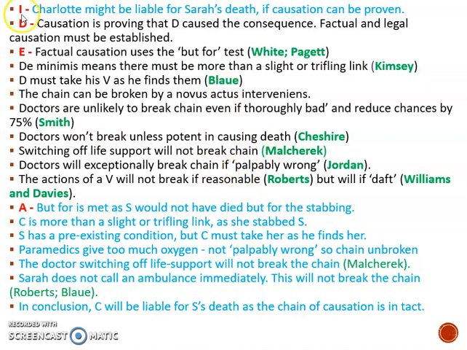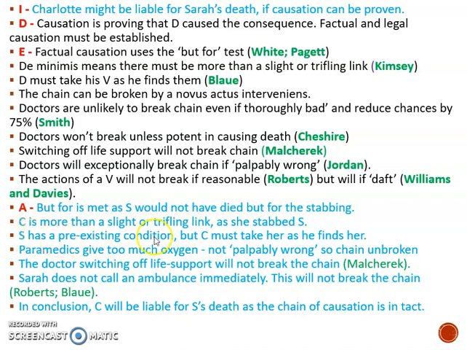Okay, so I've identified Charlotte might be liable for Sarah's death. I've defined what causation is. I've explained causation, going through all the rules with my cases. Remember, you'll be writing in full sentences. I'm writing much more than me. This is just so you can see what content would go in. And then I've applied it. So but for is met as Sarah, that's what S stands for, wouldn't have died but for the stabbing. Charlotte's more than a slight or trifling link.